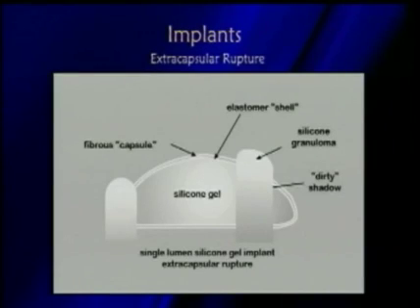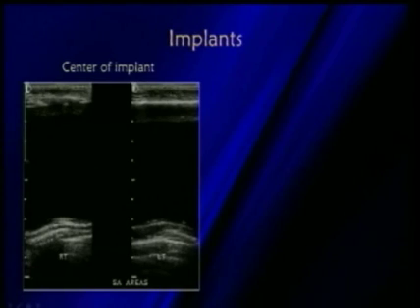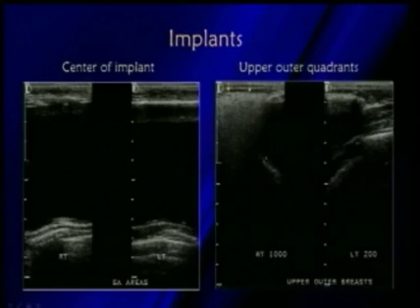Once we've evaluated someone to see if there's any disruption of the shell, we want to see if there's any extravasation of the silicone. Once we see intracapsular rupture, is there any silicone in the fluid or in the space adjacent to that implant? Now, if you scan directly over the center of the implant, everything will look pretty good. This is the tissue anterior to it. We can even see deep to that. But really what you want to do is scan all the way around the periphery. I think the most common location that we find extravasation is in the upper outer quadrants.